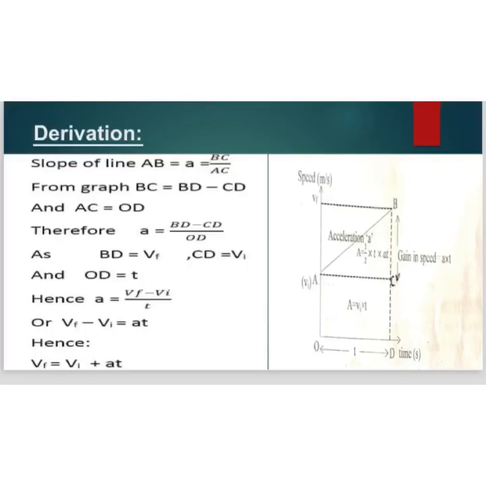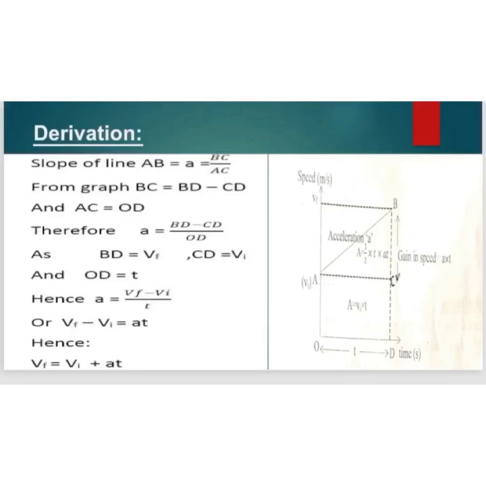So students, here the slope of the line is given by the line AB, and you have learned the formula of the slope in the previous lecture, that slope of the line AB is equal to y divided by x. So here y is BC and x is AC. In place of AC, students, you can also write down OD.